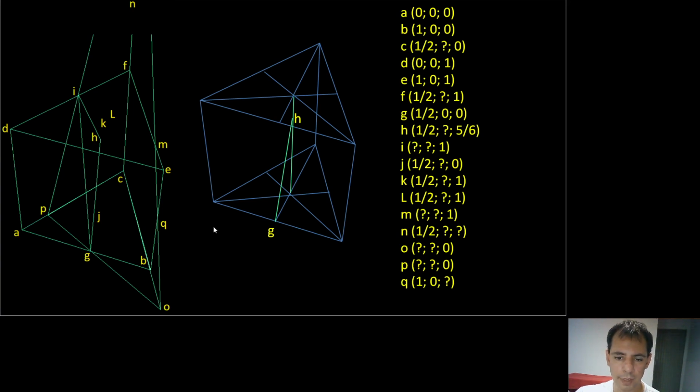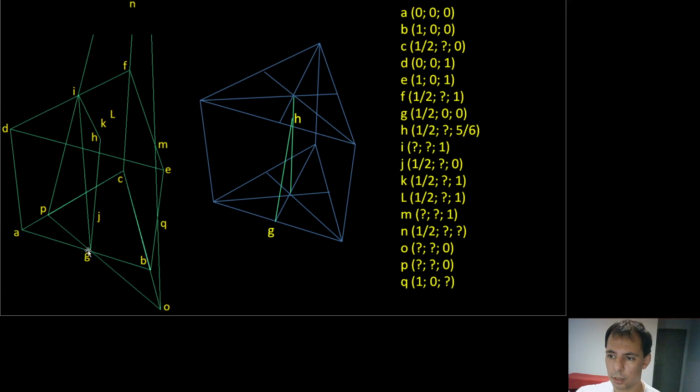Now you have D. D corresponds to A, E corresponds to B and F corresponds to C, but this time they're on the top of the prism. So they're going to have the same X and Y values. See, A is 0,0, D is 0,0, B is 1,0, E is 1,0, C is half and question mark, F is half and question mark, except that the Z values are 1 this time.